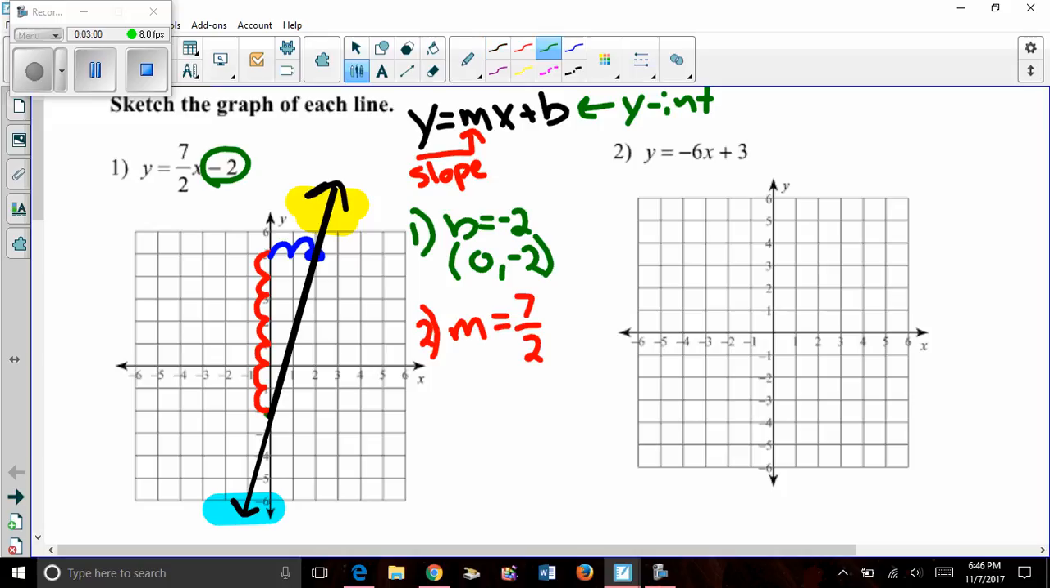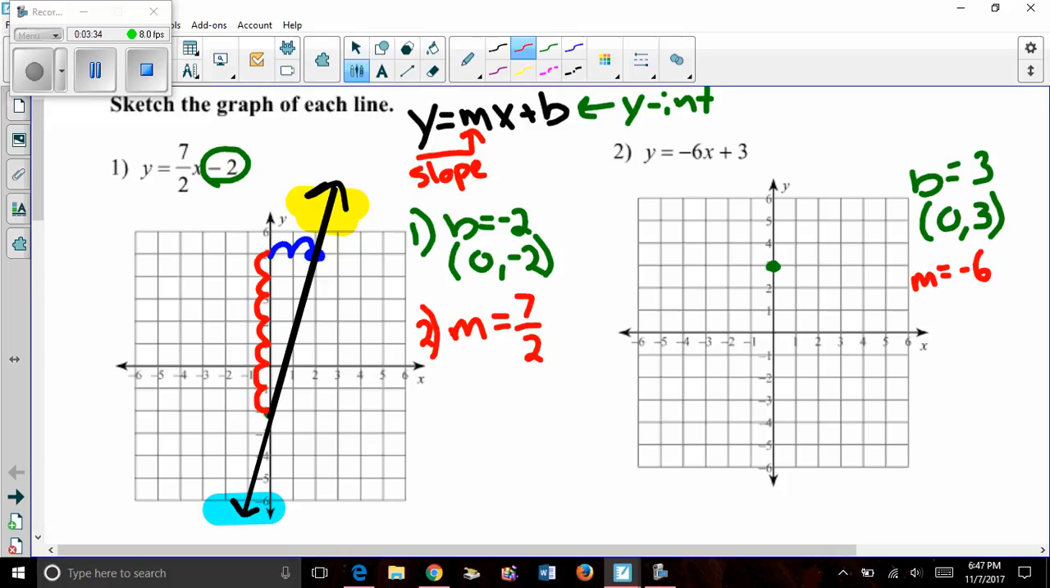Let's take a look now at number 2 here. B equals 3. So let's start by graphing the point (0, 3). Start at the origin, go up 3, and I have a point right here. Now let's look at the slope. M equals -6. Now slope is always a fraction. Not only do we go left to right, but we have to go up and down.